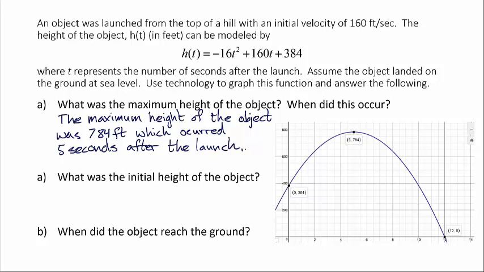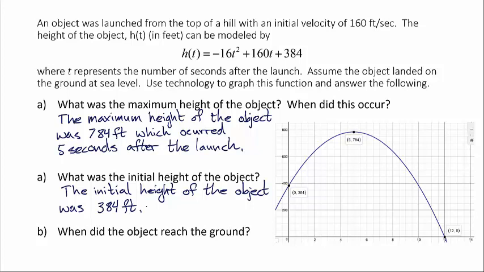Okay. Now, what was the initial height of the object? Okay, so at the point at which it was launched, that was at t equals 0, right? At 0 seconds, how high was it? So that represents the y-intercept, right? And what is the y-intercept here? 0, 384. So the initial height of the object was 384 feet.